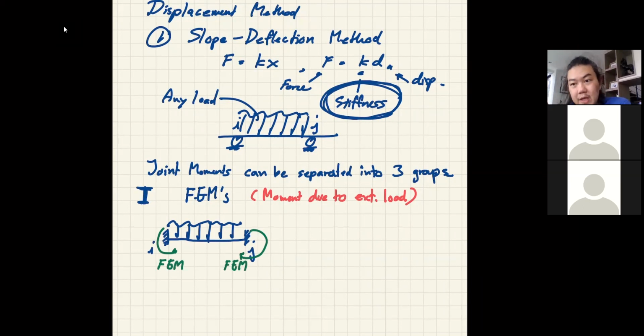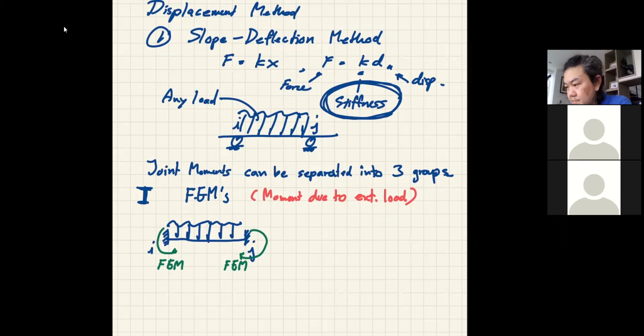And because we are talking about the moment due to the load alone, that means the support conditions of these two joints are always fixed. So when the support conditions are known and the loads are known, it means the fixed end moment can be readily calculated.